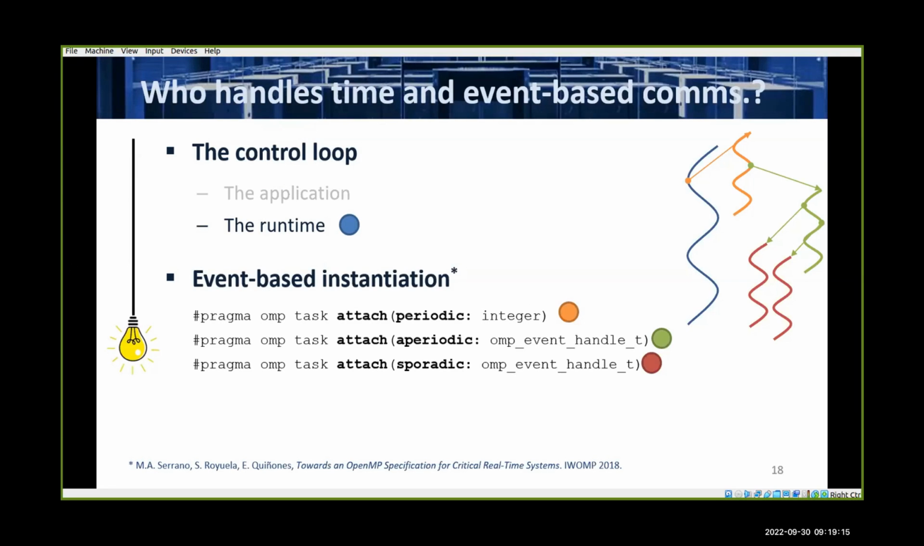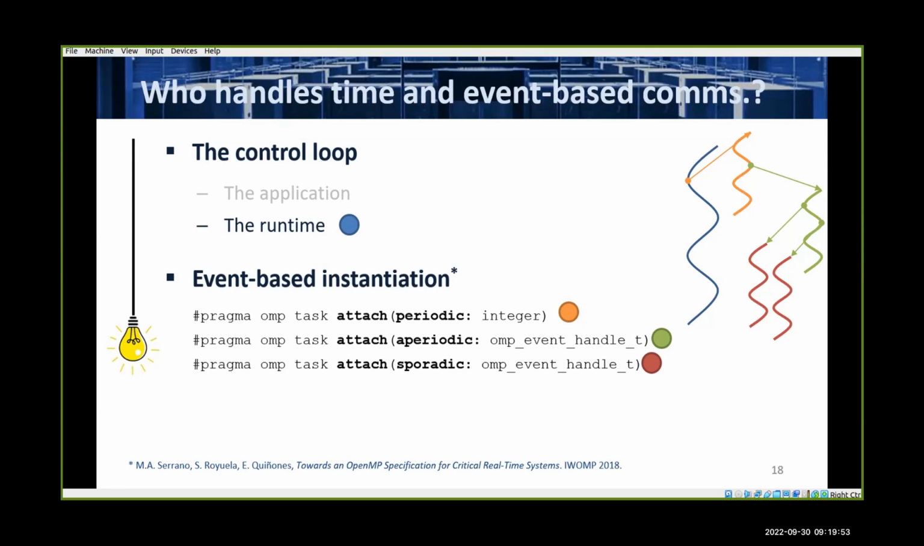As I said, real-time tasks are re-instantiated over and over. In the case of periodic tasks, the runtime should be the one in charge of instantiating the task whenever the time comes. So if there is some logic in the runtime that communicates with the operating system, which has mechanisms, has timers to define when a period occurs or when a deadline occurs, then the runtime should be the one instantiating that task given a period.